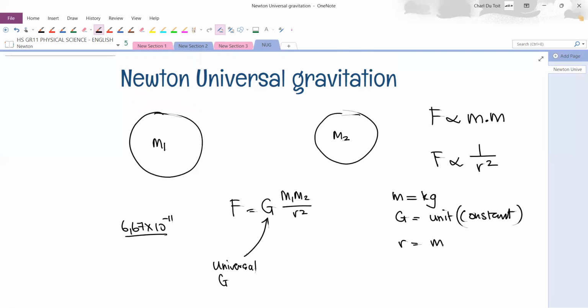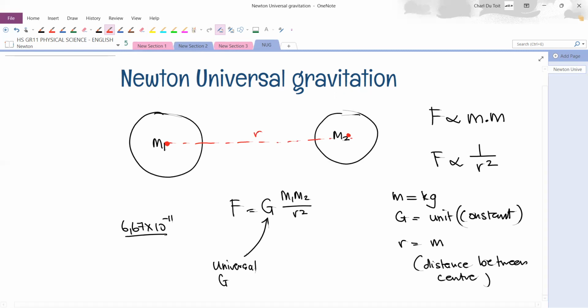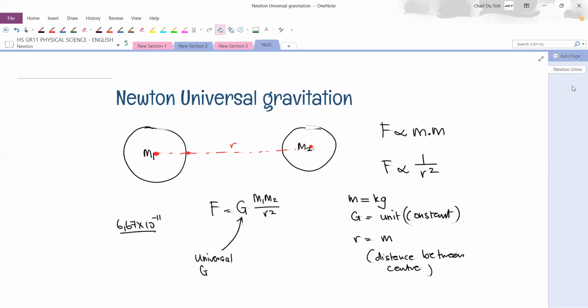Also very important, R is the distance between the centers. So R is the distance between the center of the earth and the center of the moon. So that's R. Not the surface. Remember, the earth has a big radius. So there's actually a huge difference between the distance from its center to the center and from its surface to some other center. Okay, this is not difficult. The basic stuff is not difficult.